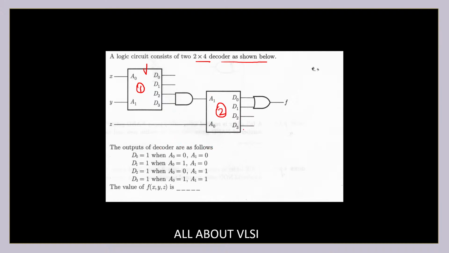The outputs of the decoder are as follows: D0 is equal to 1 whenever these two are equal to 0 0, D1 is equal to 1 whenever you have the combination of 1, 0. D2 will be equal to 1 for this combination, and D3 will be equal to 1 for this combination. And they are asking the value of f of xyz.